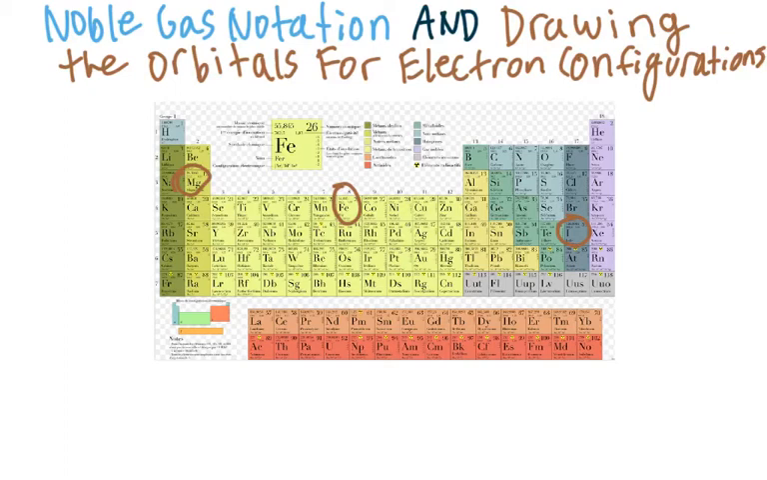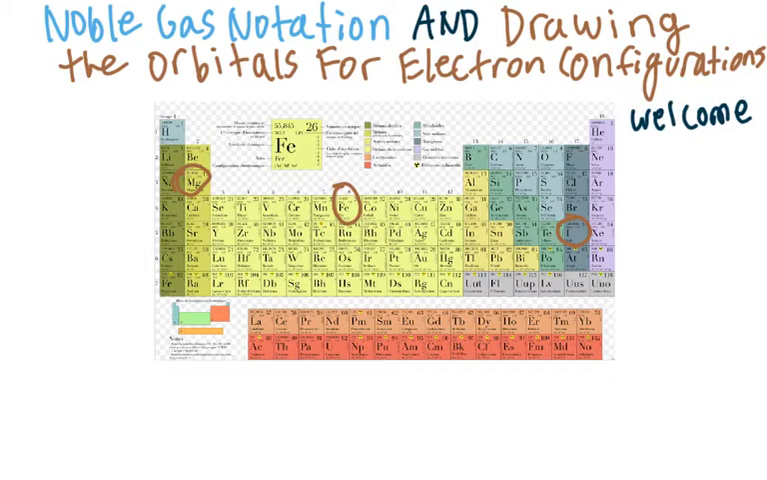Alright guys, welcome back to Underground Science, and in this video we'll be talking about the noble gas notation. In the previous video I talked about just regular electron configurations, how to write them, and in this video we'll talk about noble gas notation, which is pretty much a shortcut. Then we'll see some examples that I've circled in the periodic table, just random examples of drawing the orbitals for the electron configurations.